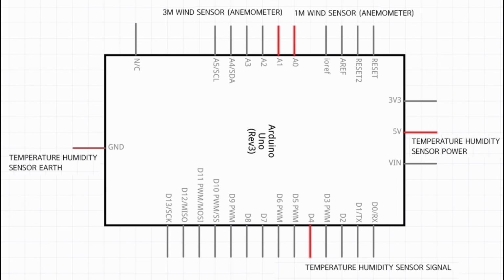Well, so far, I've summarized the project circuit structure. Next time, we will take a look at the specification of the wind speed sensor, temperature humidity sensor, and external power supply component. See you next time.